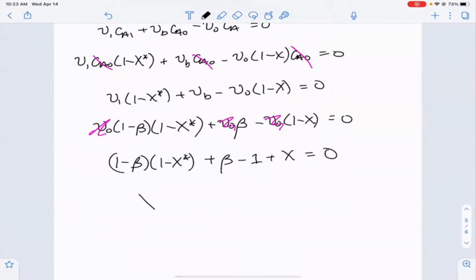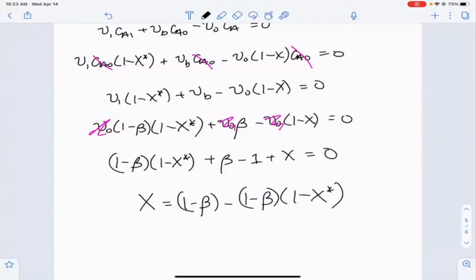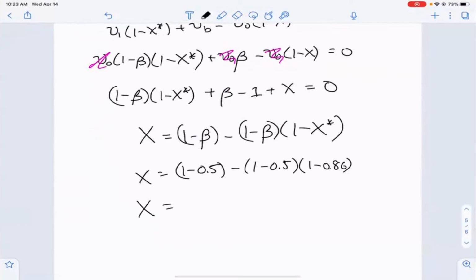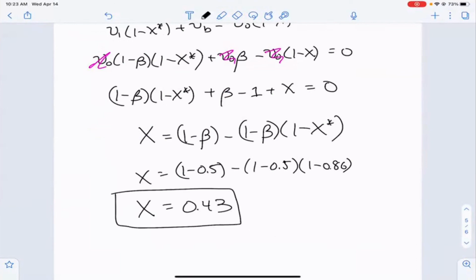And so we get this expression then for the actual conversion. It's 1 minus beta minus 1 minus beta times 1 minus X star. Okay. And if we substitute the values that we have here, that's 1 minus 0.5 minus 1 minus 0.5 times 1 minus 0.86. And so our actual conversion that we achieve in our reactor is equal to 0.43. And so here's a great example of how we had a very, very negative effect. And you could have expected that because half of it bypasses, you end up with half the conversion.